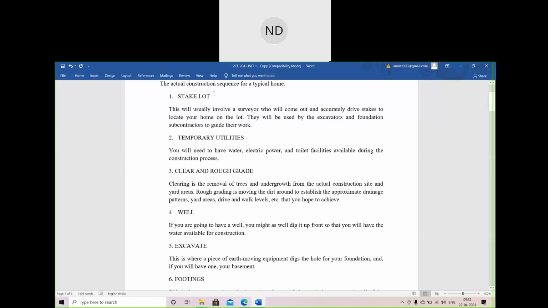Okay. See this first one, the stake lot. What is written here in the stake lot, the first sequence, that means the first step which we are going to do in our construction? Just read and tell what you understood from this to your friends also. This will usually involve a surveyor who will come out and accurately drive stakes to locate your home on the lot. They will be used by the excavators and foundation subcontractors to guide their work.